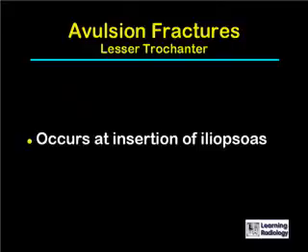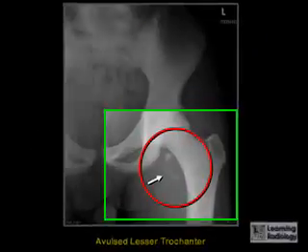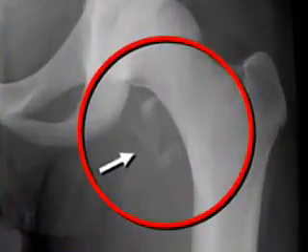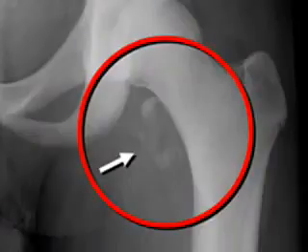Avulsion fractures of the lesser trochanter occur at the insertion of the iliopsoas muscle. This is an example of an avulsion of the lesser trochanter. The white arrow is pointing to the avulsed fragment of the lesser trochanter.